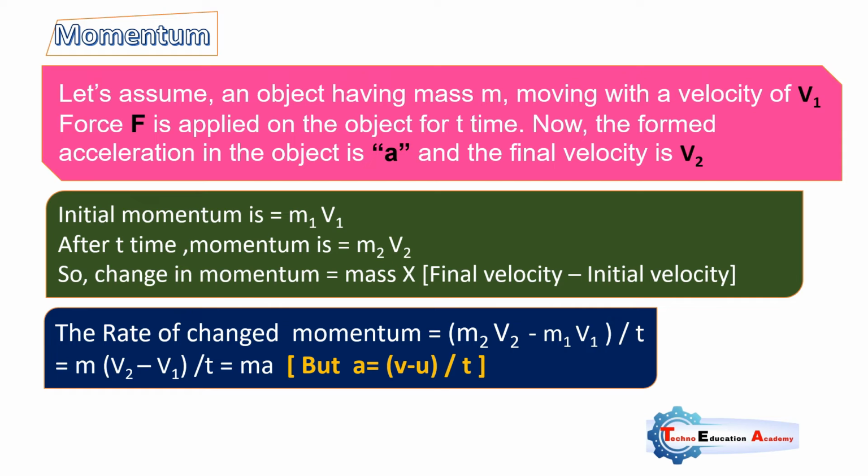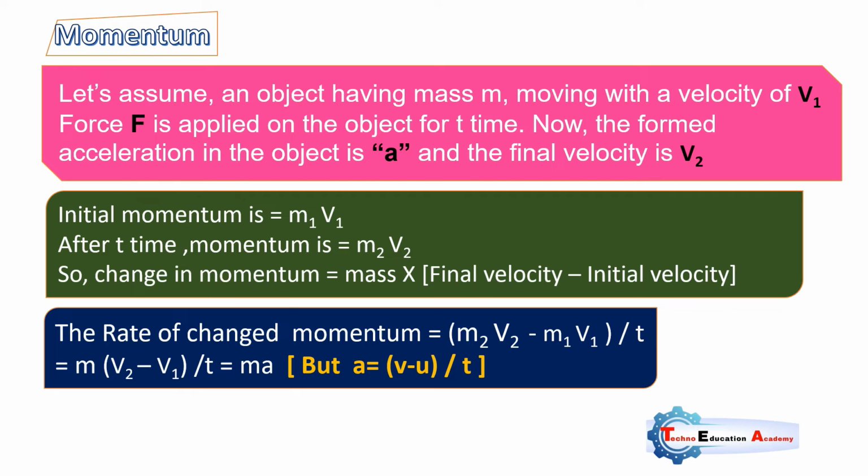So according to the second law of Newton, the rate of change of momentum with respect to time: rate means with respect to time, change means difference. So here we are considering the difference, final momentum minus initial momentum, divided by time. So the rate of change of momentum equals (m2 v2 minus m1 v1) divided by t. Here mass is constant, so keep it outside. So change in velocity divided by time. But we know that the rate of change of velocity is called acceleration. So dv by dt, or we can say (v2 minus v1) by t, equals acceleration.